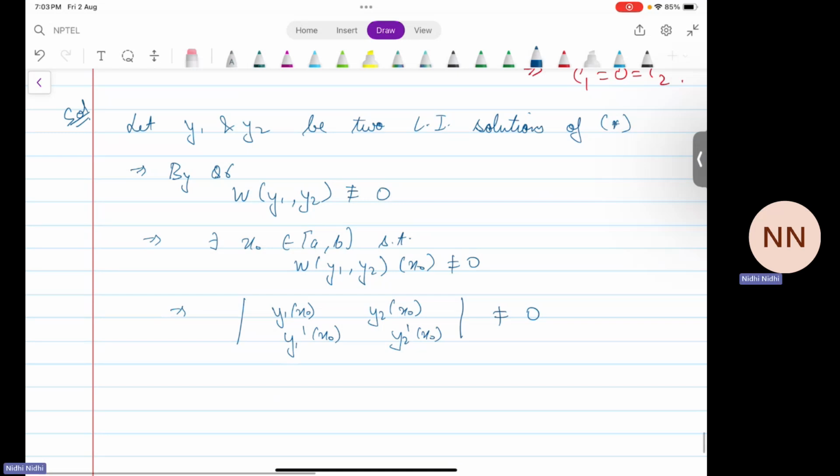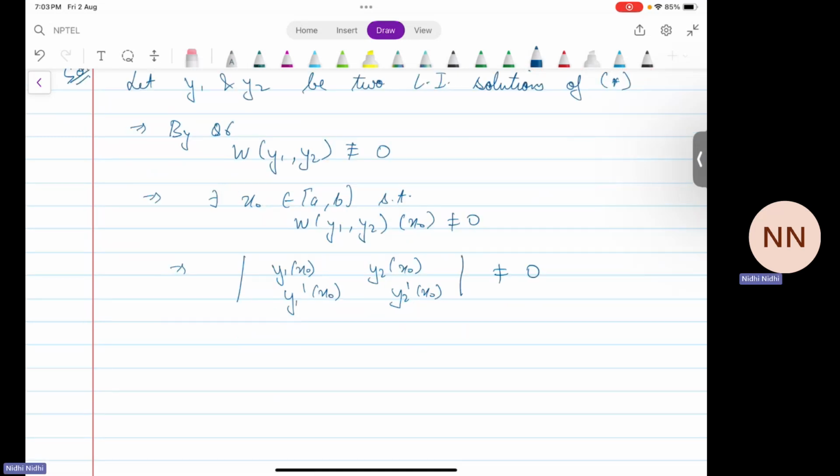Now consider, now let f be any solution of star. What do we want? We want that f should be of the form of a linear combination of y1 and y2. So consider the system.